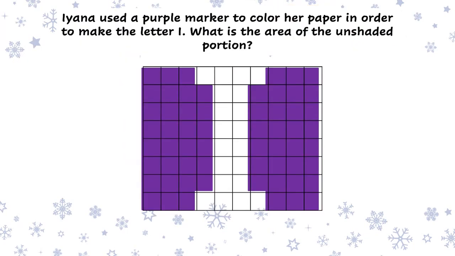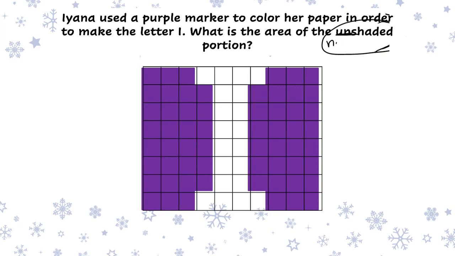Okay, this one says, Ayana used a purple marker to color her paper in order to make the letter I that you see there. What is the area of the unshaded portion? So this one is different. This time it says unshaded. So we have to know what that means, right? We have to know what unshaded means.